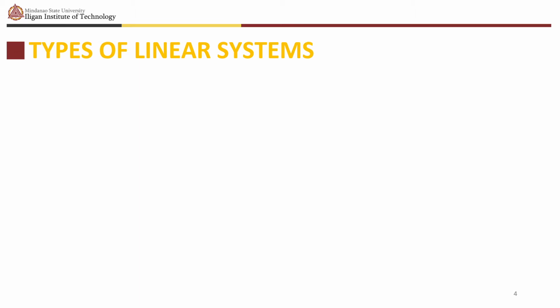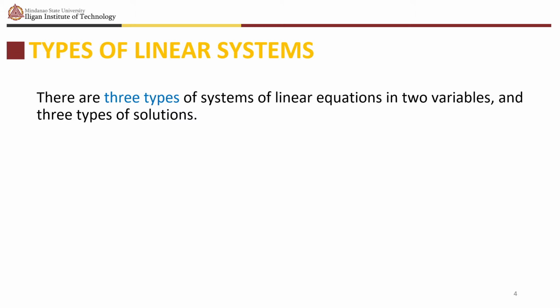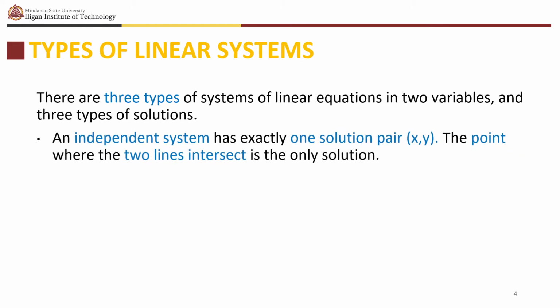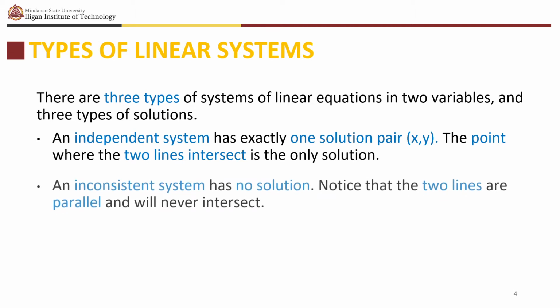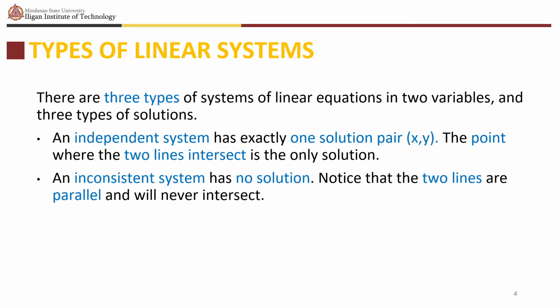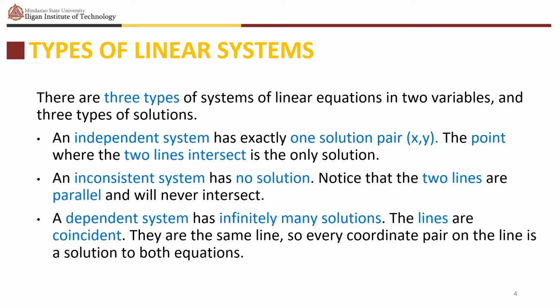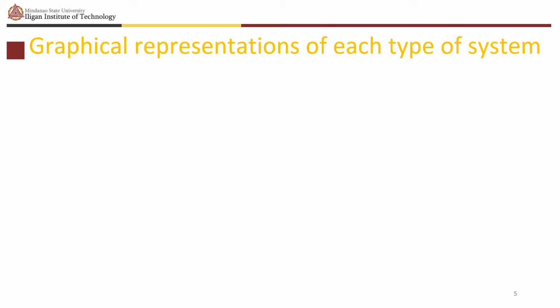What are the types of linear systems? We have three types of systems of linear equations in two variables, and we also have three types of solutions. The first one is what we call your independent system, which has exactly one solution pair. And that solution is actually the point of intersection of the two lines. The second one is an inconsistent system, which has no solution. So the result would be two lines which are actually parallel and do not intersect. And the third one is the dependent system, which has infinitely many solutions, wherein the lines are coincident. So they are actually the same line, so every coordinate pair of the line is a solution to both equations.